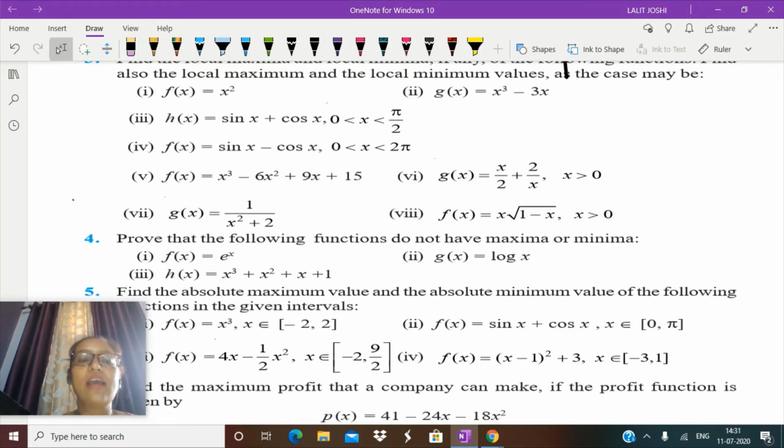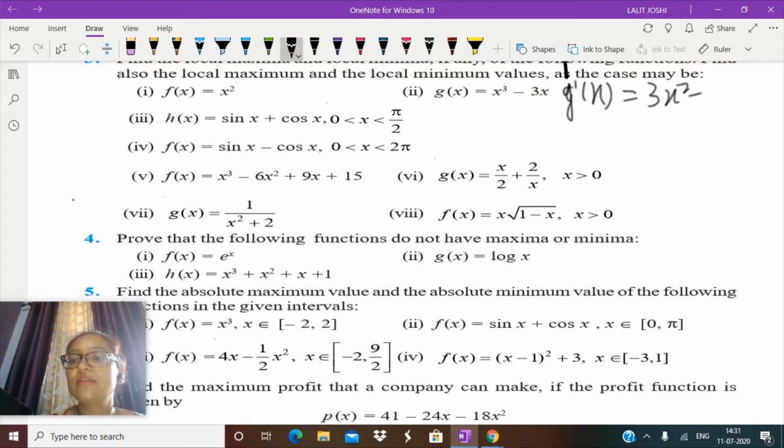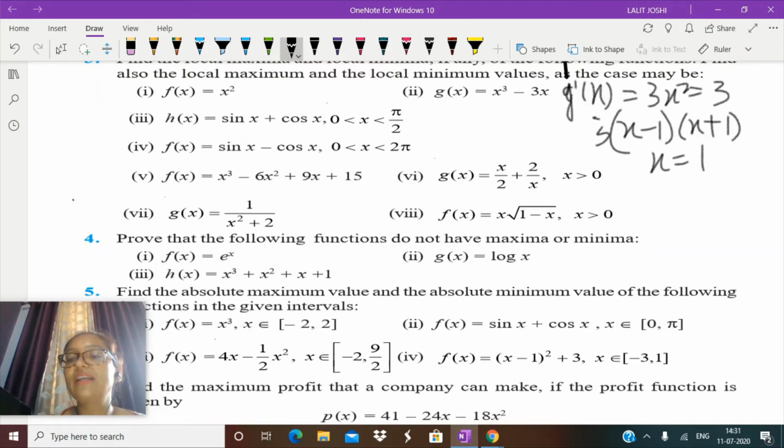So over here, f(x) is x square. As we concluded in the first part, it has 0 as the minimum value at 0, right? So we will not do that particular question. I'll move on to the second part. If I do the derivative of this particular function, what will I get? I'll just get 3x square minus 3. If I take 3 common, it will give me (x minus 1)(x plus 1), right? So I'm getting 2 points, x is equal to 1 and minus 1.